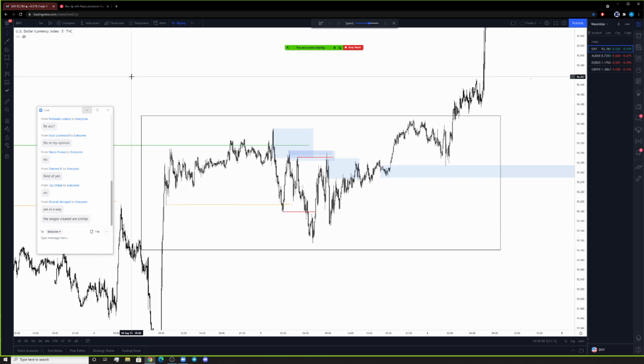Getting at a point here. What defines a Wyckoff trader? No, close, but no. That's an attribute of a Wyckoff trader, but that is not what defines a Wyckoff trader. A study of ranges, correct.